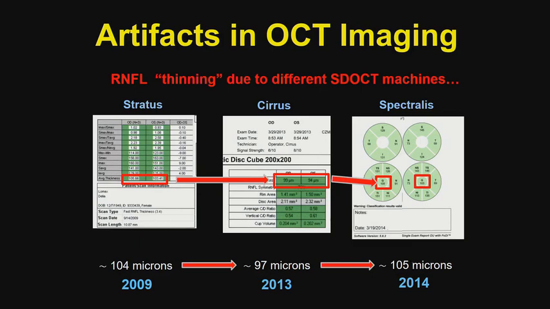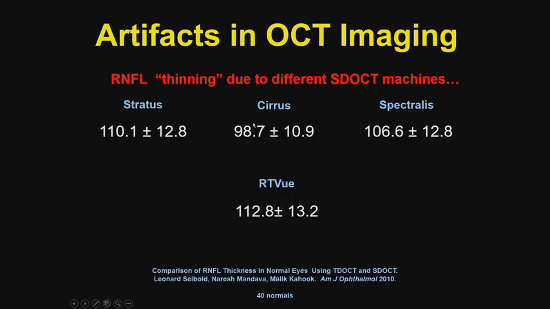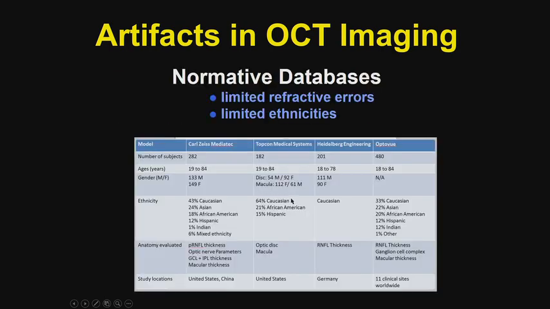So in looking at all the clinical data, this patient was actually stable and had artifactual thinning because a different machine was used. And this is consistent with literature, which shows us that the Cirrus tends to give lower RNFL measurements compared to Spectralis and ArtiView. And then lastly, it's important to keep in mind that different machines have different normative databases. None of them really have high myopes, and they all have different ethnicities.